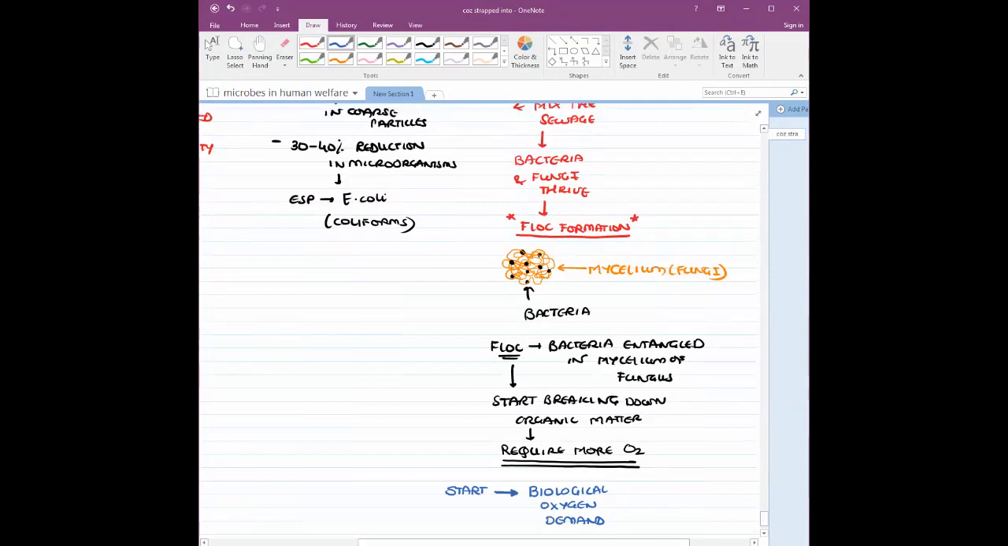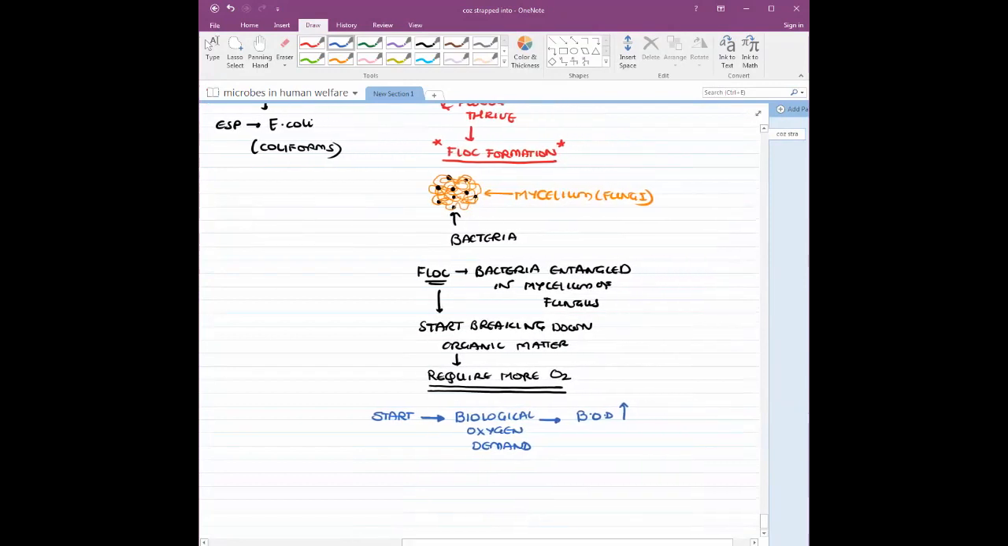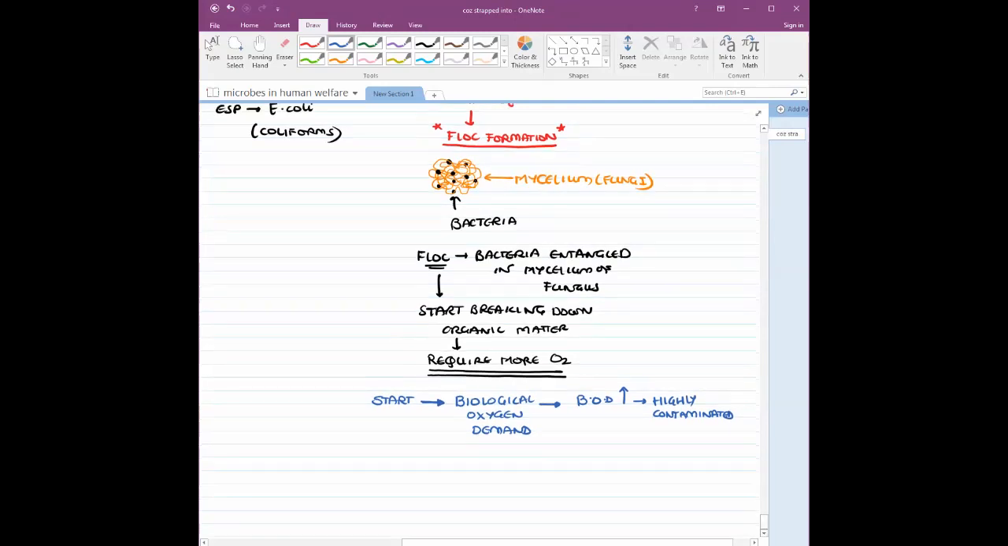Now guys, please understand this. At the start of this treatment, the biological oxygen demand, the need for oxygen, was very high because there were more amounts of organic matter. So we say that BOD is very high, and whenever BOD of anything is very high, it indicates that the water body is highly contaminated.